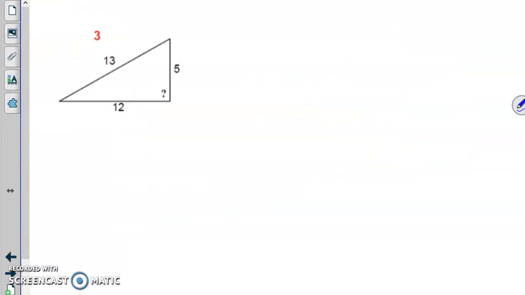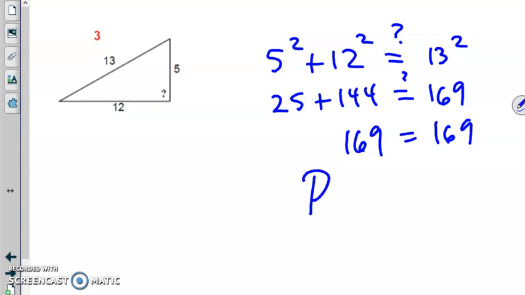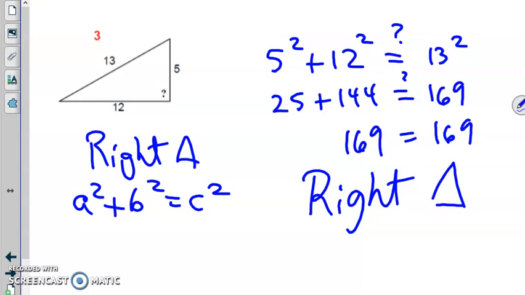In the third problem, we've got 5 squared plus 12 squared. Does that equal 13 squared? So we have 25 plus 144. Does that equal 169? And the answer is yes. This one here is a right triangle. This one does work. So for a right triangle, it's the Pythagorean theorem: A squared plus B squared equals C squared. We got a right triangle. Again, C is the longest side.